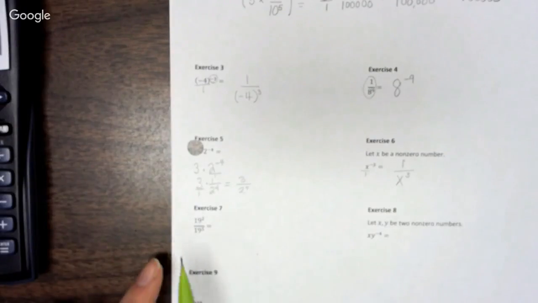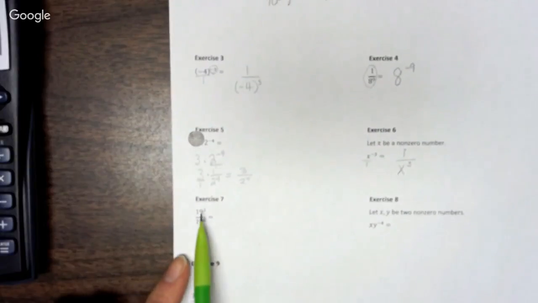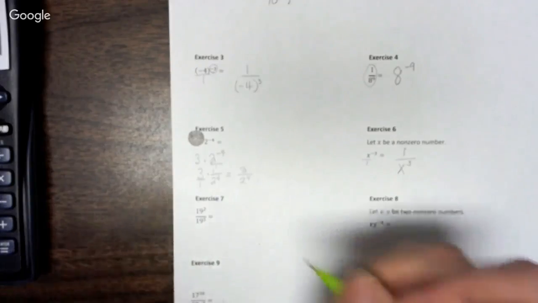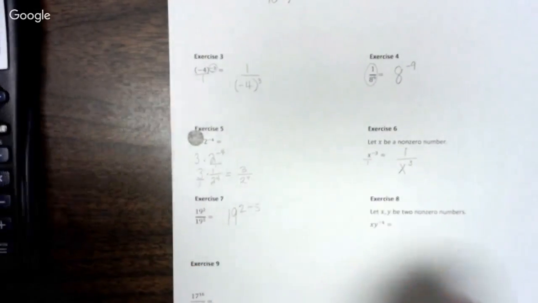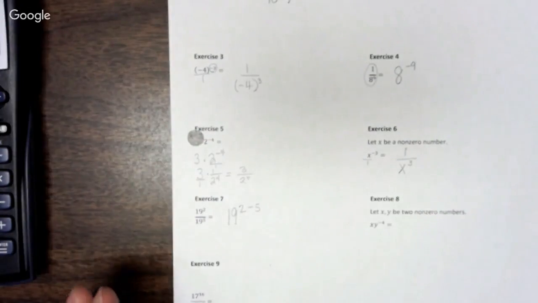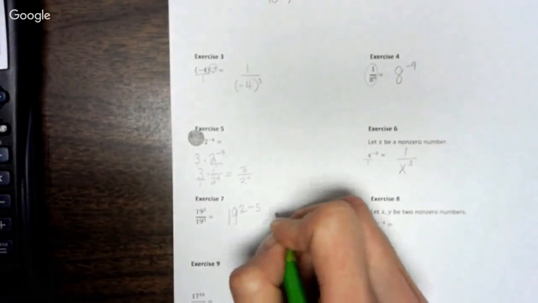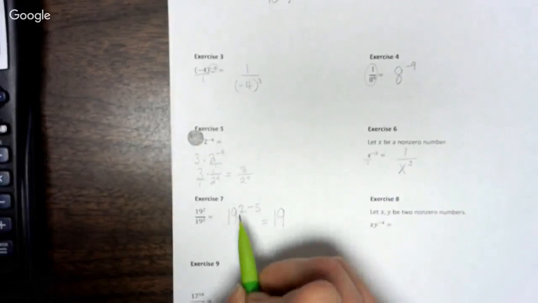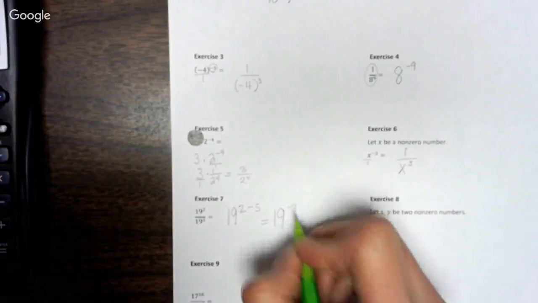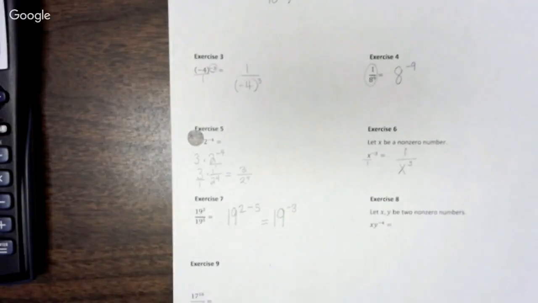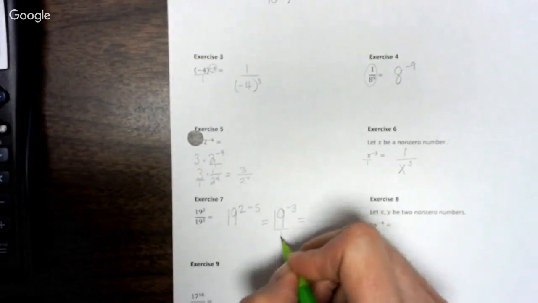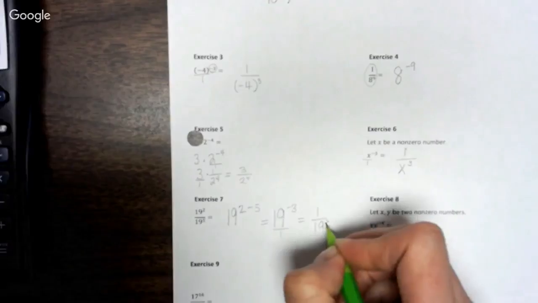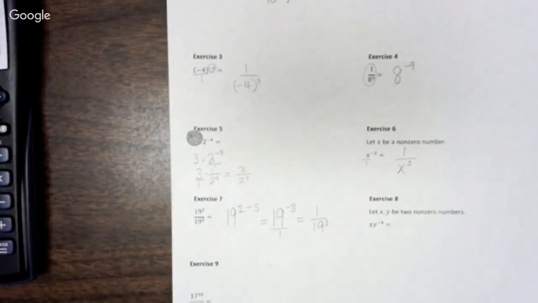Next one, okay, now let's start applying our rules. We have 19 to the second over 19 to the fifth. Same base, we're going to subtract. Now, I'm actually going to ask you to show me the subtraction because we're starting to get into negative exponents, and I want to make sure that you show me your work on these. So 2 minus 5 is 19 to the negative third. Now, you can't leave it like this because it's a negative exponent, but what we know about negative exponents is that we would take the reciprocal and make the exponent positive.